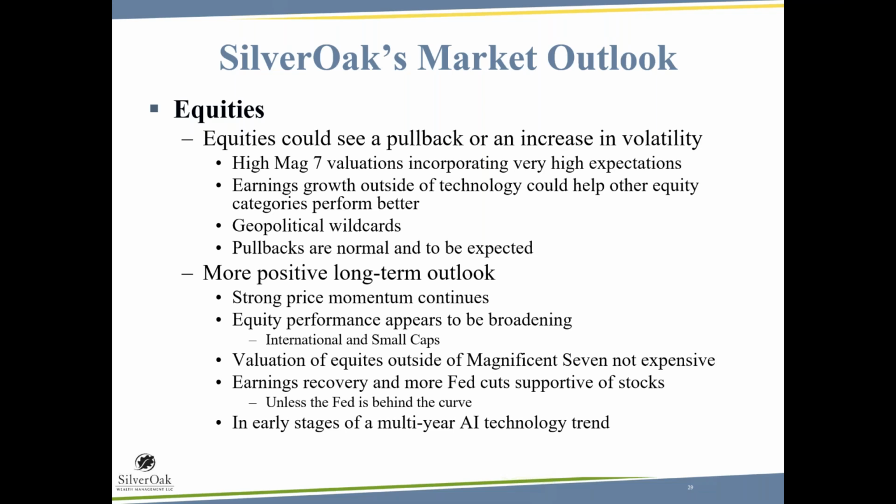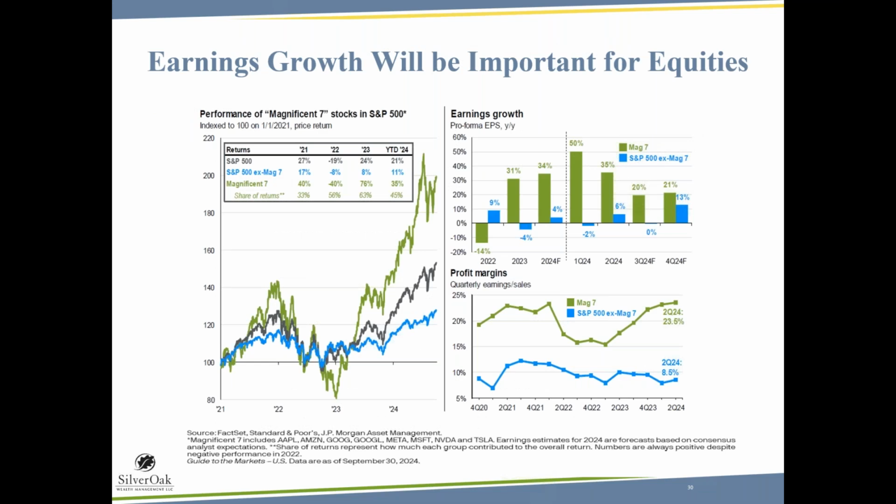Certainly, we have a more positive long-term outlook. There is a lot of momentum. Jonathan made reference to that. Performance tends to be, or looks to anyway, be broadening. You had made reference to that as well. Valuation of equities outside those Magnificent Seven, not as expensive. Mentioned earnings. And in this early stage of AI, we talked about technology a couple of times in today's webinar. But back to earnings, this is the wild card.